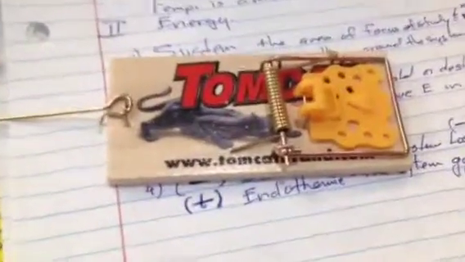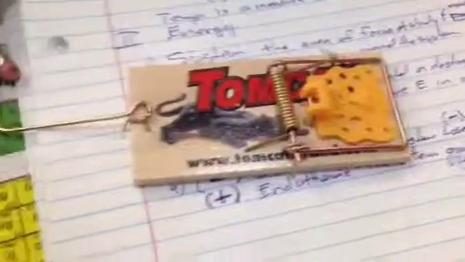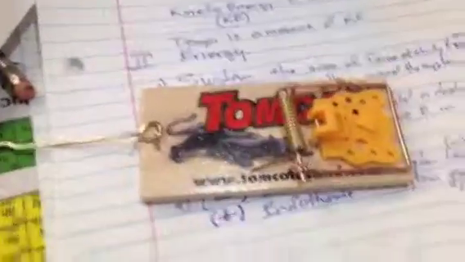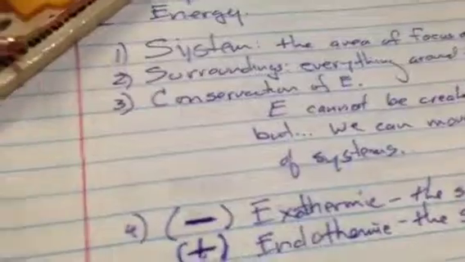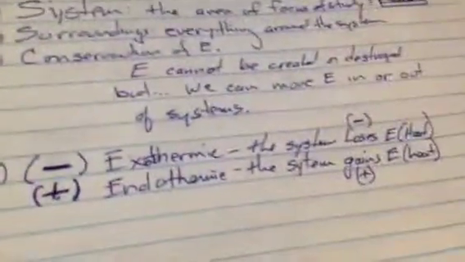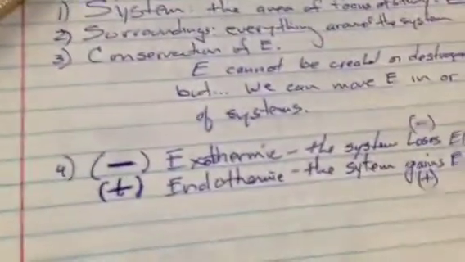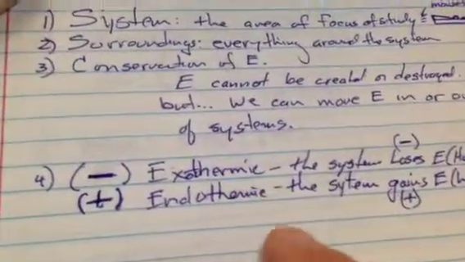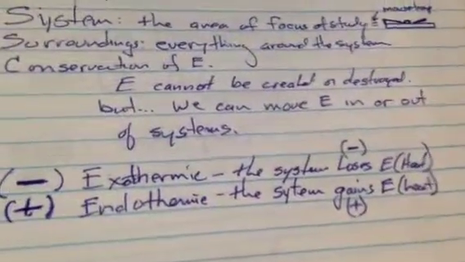One of the things we do to help introduce the idea of the system and the surroundings in our thermodynamics unit in chemistry is, we give the definition: the system is the area of focus of study, and the surroundings is everything else. And then we give them these definitions. Exothermic means that the system is losing heat. And an endothermic reaction is when the system is gaining heat, or in this case, energy.